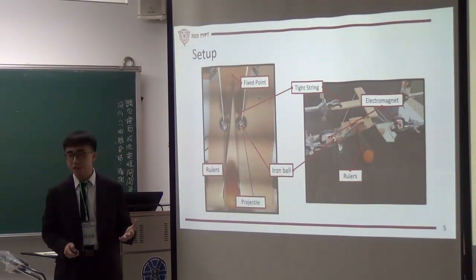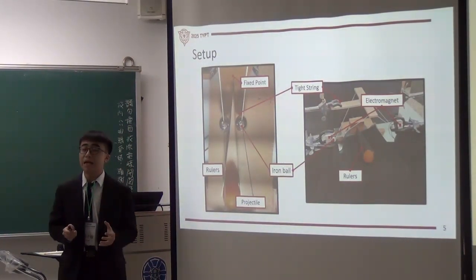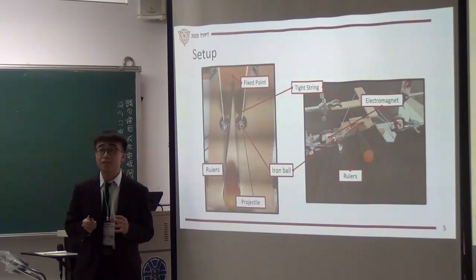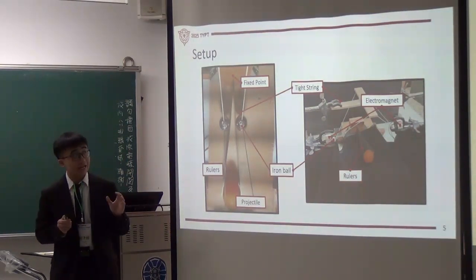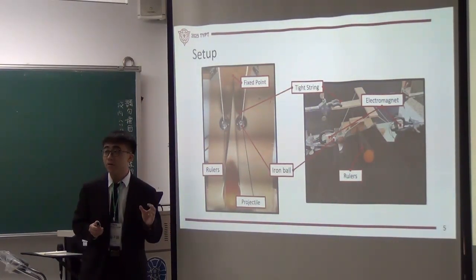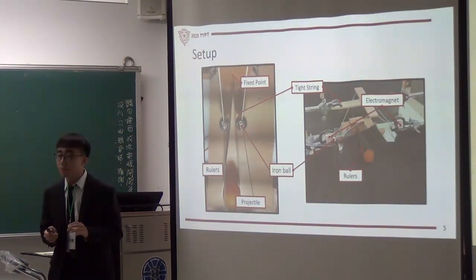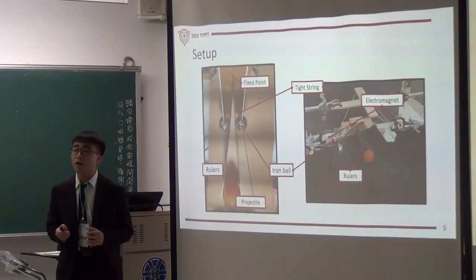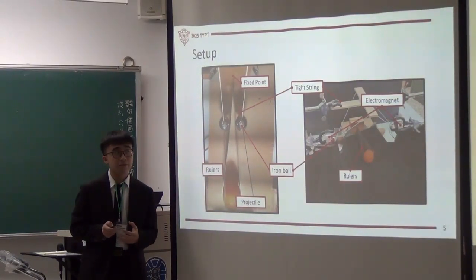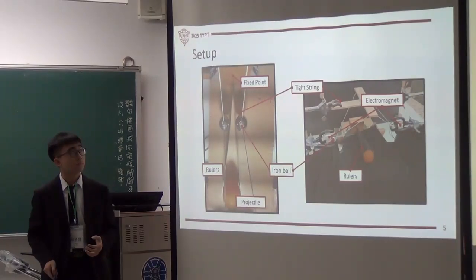This is our experimental setup. Since the problem statement has mentioned exerting a force on the surface of the rulers, we use electromagnets to release an iron ball as the acting force on the surface of the rulers. At the same time, we can also make sure the iron ball will hit symmetrically on the surface of the rulers at the same time.